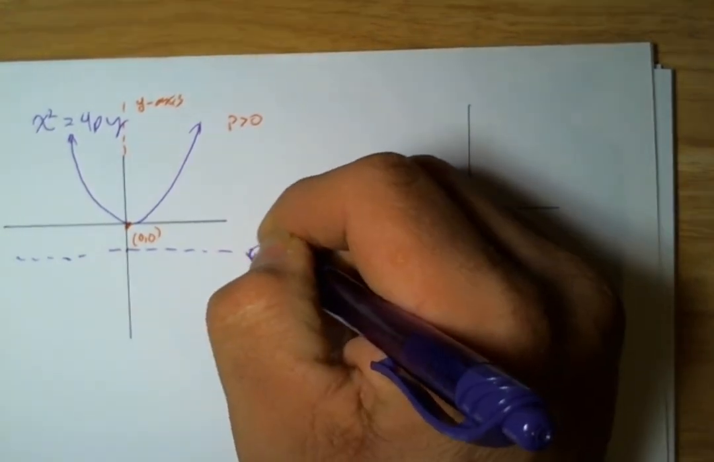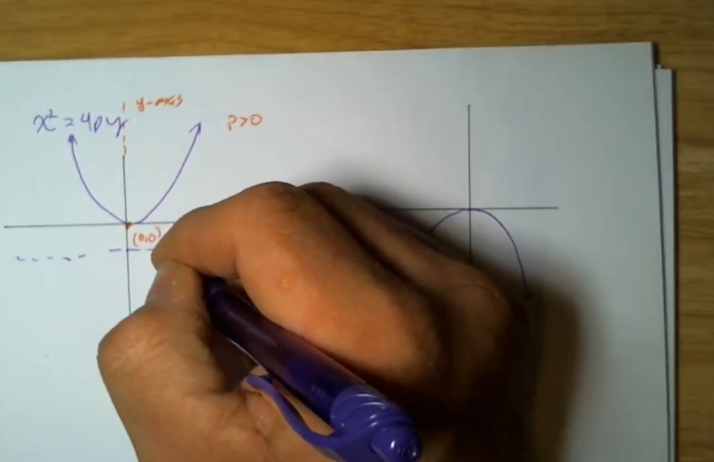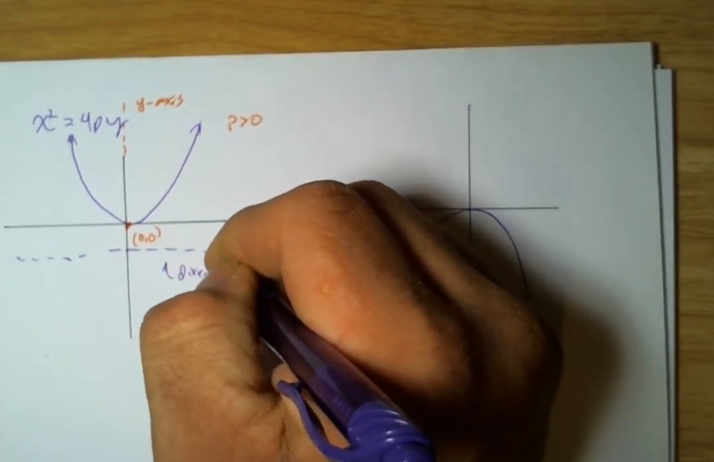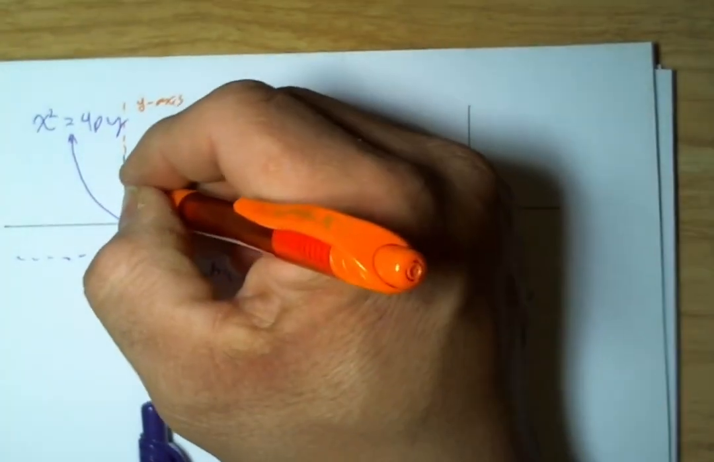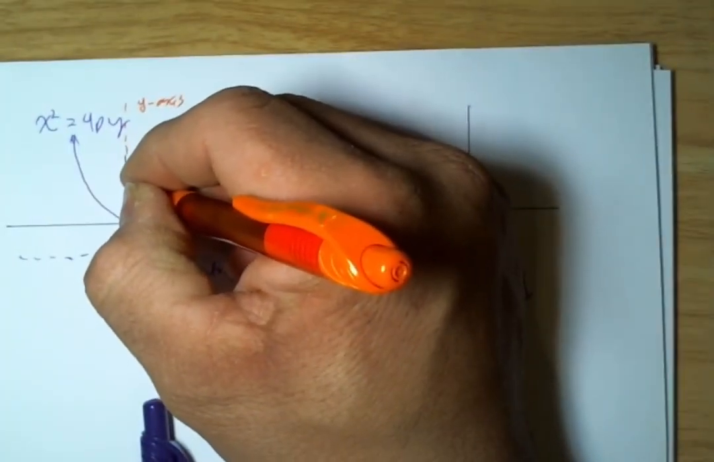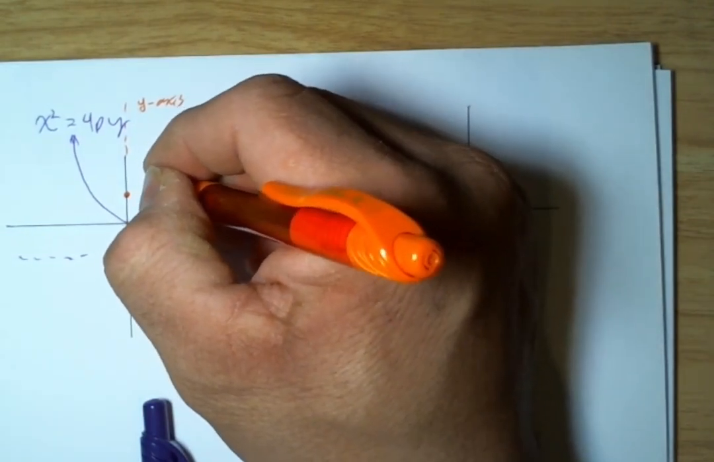Since it's horizontal, y equals negative p. So this is our directrix, and our focus will be here. The coordinates will be 0, comma p.